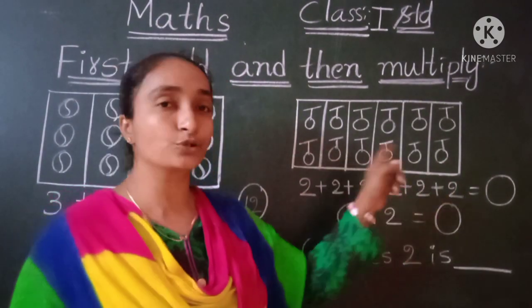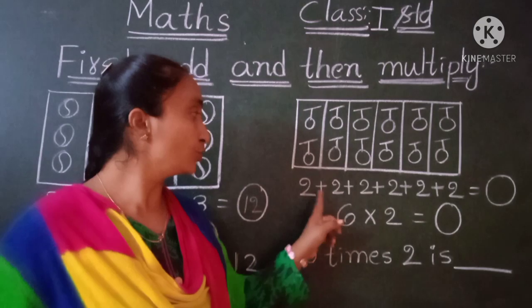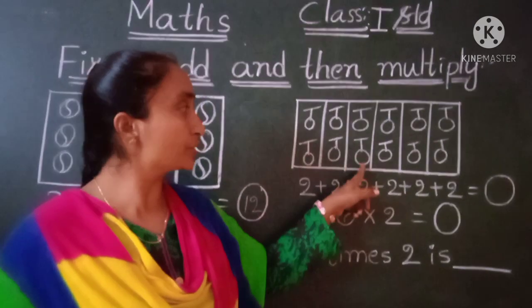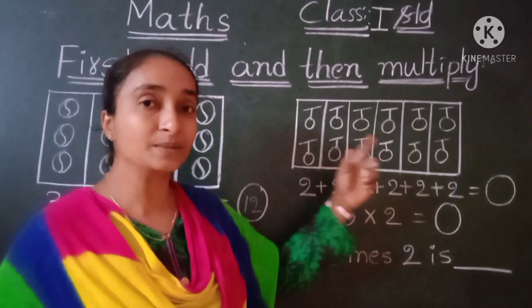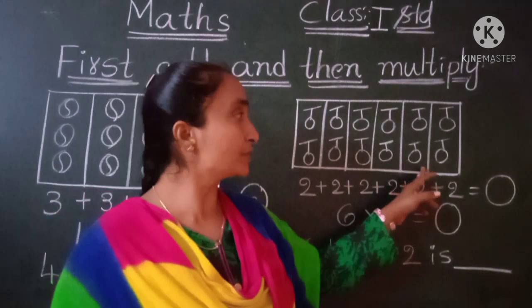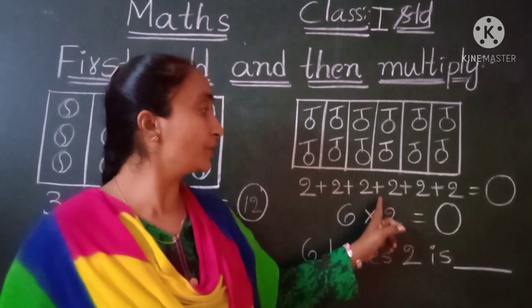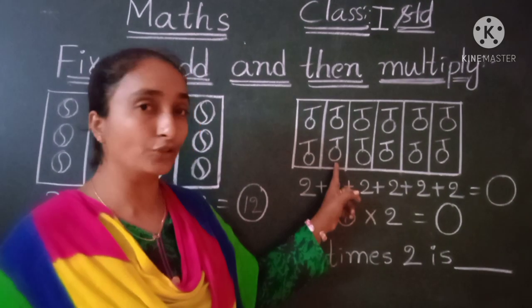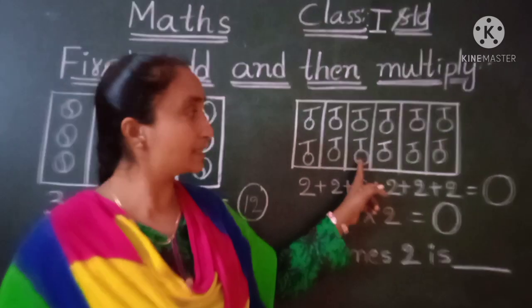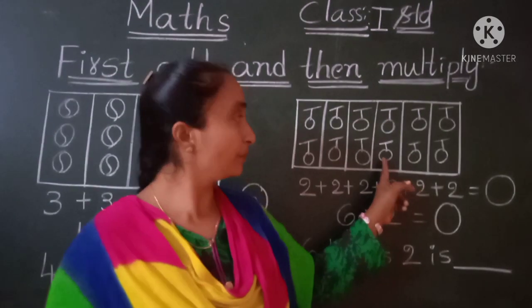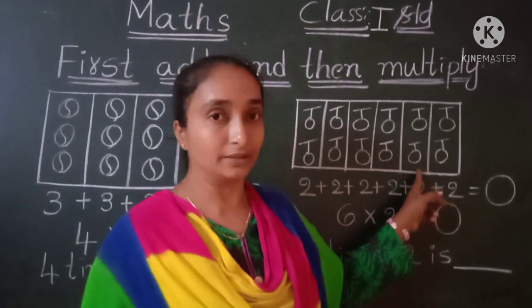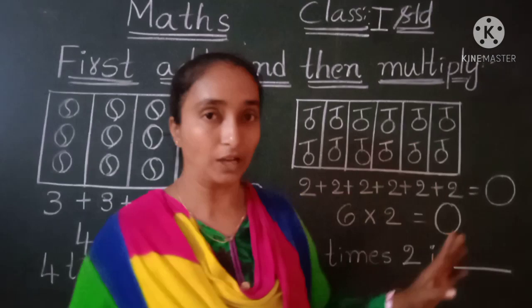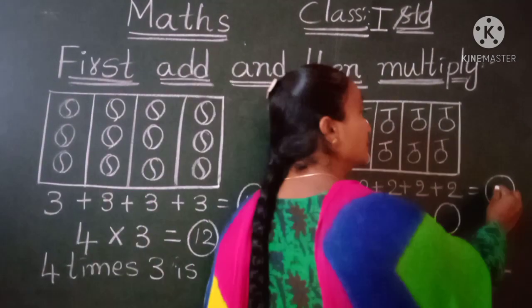So 2 plus 2, how much? 4. 4 plus 2, 6. 6 plus 2, 8. So here we can see, children, first 2 plus 2, 4. 4 plus 2, 6. 6 plus 2, 8. 8 plus 2, 10. 10 plus 2, 12. So here also we will get the answer 12.